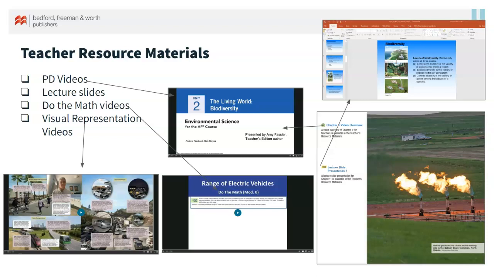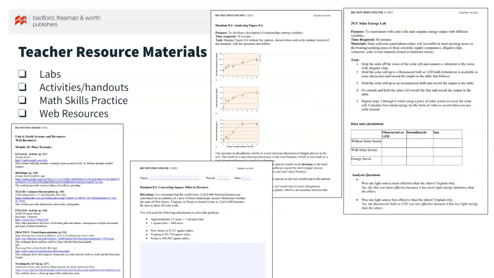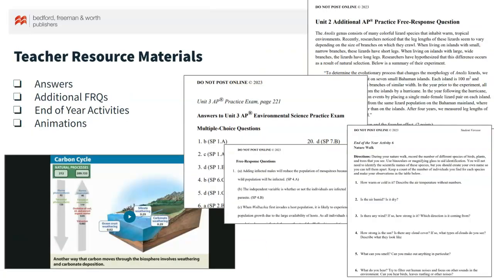This saves you time. Other resources that you'll find are the Do the Math videos and visual representation videos that students also have access to. We also provide labs, various activities and handouts, math skill practice handouts, and a list of useful web resources. We provide answers to questions in the book and additional free response questions to give students even more practice. There are suggestions for end-of-year activities and animations.